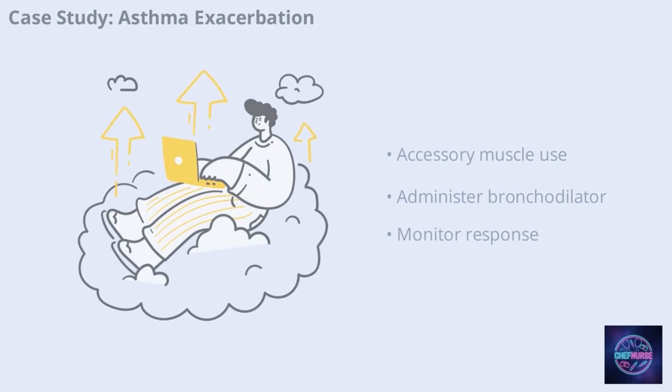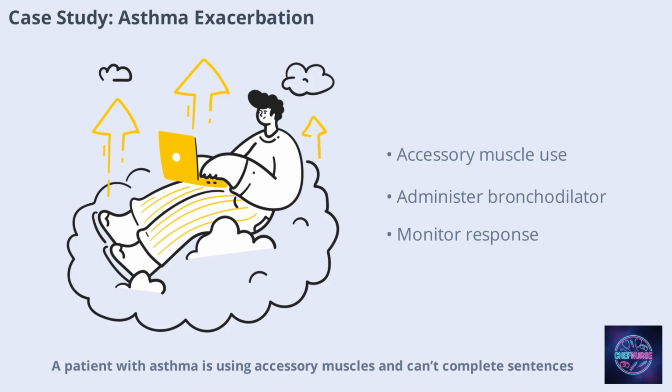Patient with asthma is using accessory muscles and can't complete sentences. On the NCLEX, this is a sign of severe respiratory distress. Your priority is to administer a fast-acting bronchodilator and monitor their response. Don't delay, address the airway and breathing immediately.